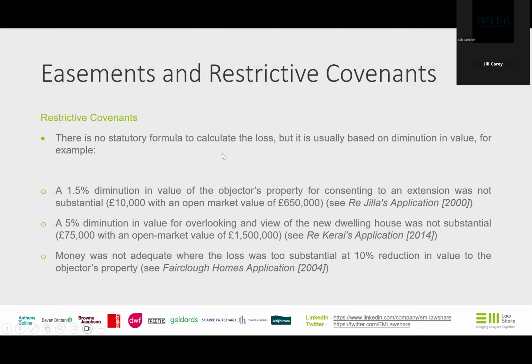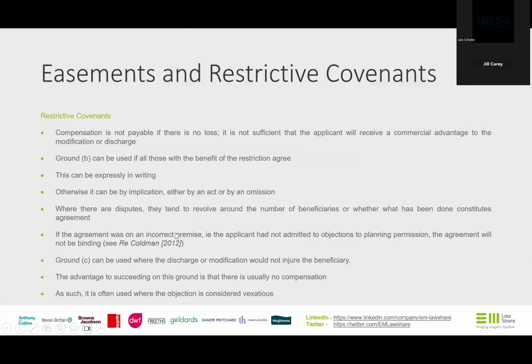There's no statutory formula to calculate the loss. I have put a couple of examples here where the tribunal has basically got its calculator out. So 1.5% was the loss in value because of the restrictive covenant. That was not found to be substantial, so they only got £10,000. 5%, i.e. £75,000, was not substantial. But where the loss was a 10% reduction in value, then money was not sufficient. So it is a little bit finger in the air. It will depend on the circumstances, but we can use these as an illustration for what the tribunal might do.